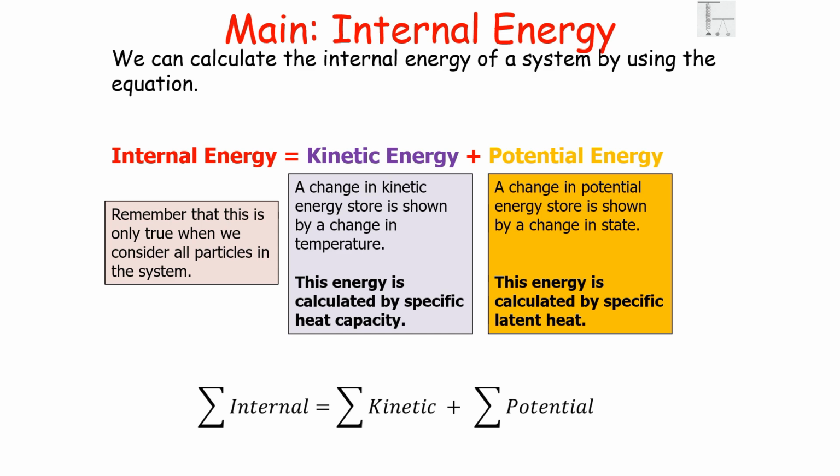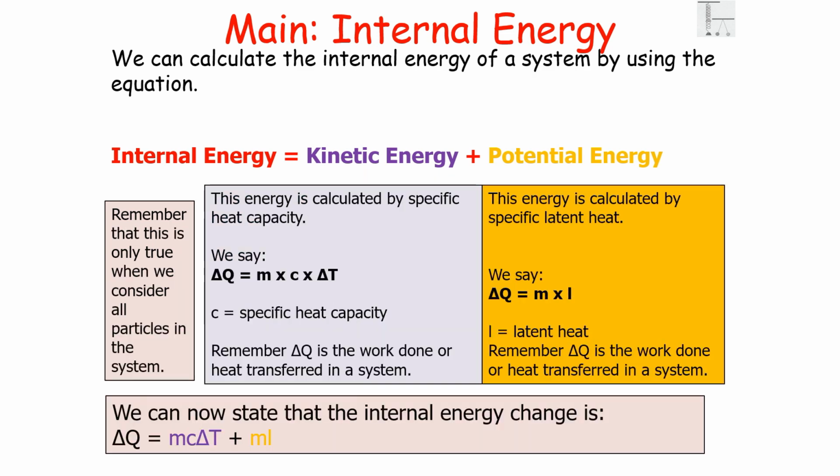So we can calculate the change in the kinetic energy store by doing delta Q is equal to m times c times delta T, where c is specific heat capacity. And we can calculate the change in the potential energy store by saying delta Q is equal to m times L, where L is the latent heat.